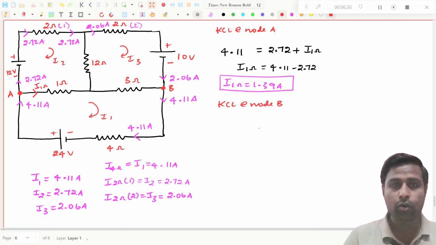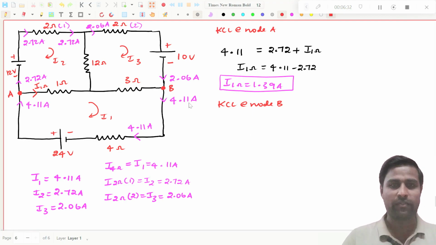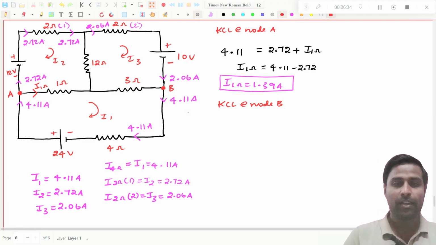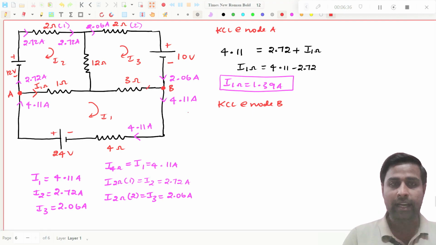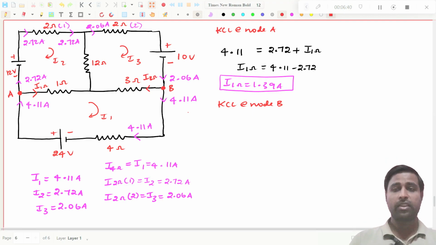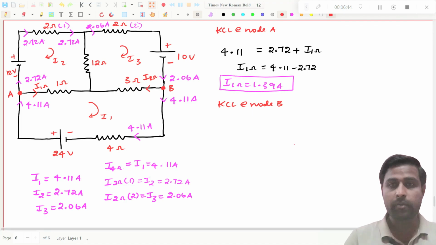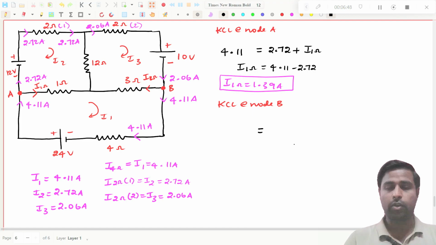And also, I will assume my current direction. Now I will assume it in a different way, right? So I will assume the current direction I 3 ohms in this way. This is assumed by me. Try to understand. Now you put an equal to symbol here.